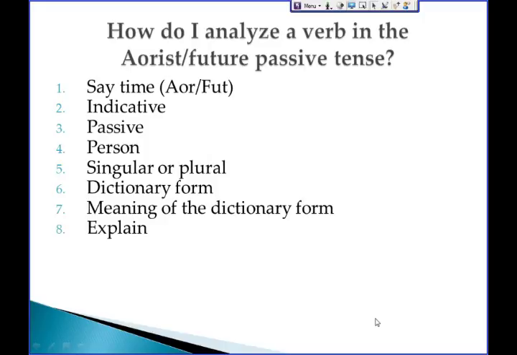How do I analyze a verb in the aorist or future passive? Then it's the same old stuff. You must tell me the time, the aorist or future, it's indicative, passive, the person, the number, dictionary form, the meaning of the dictionary form, and explain. The explanation is still the same. The future, the simple action in the future or a promise in the future, and the aorist, undefined action. The only difference now is that we are talking passive. And what does that mean?